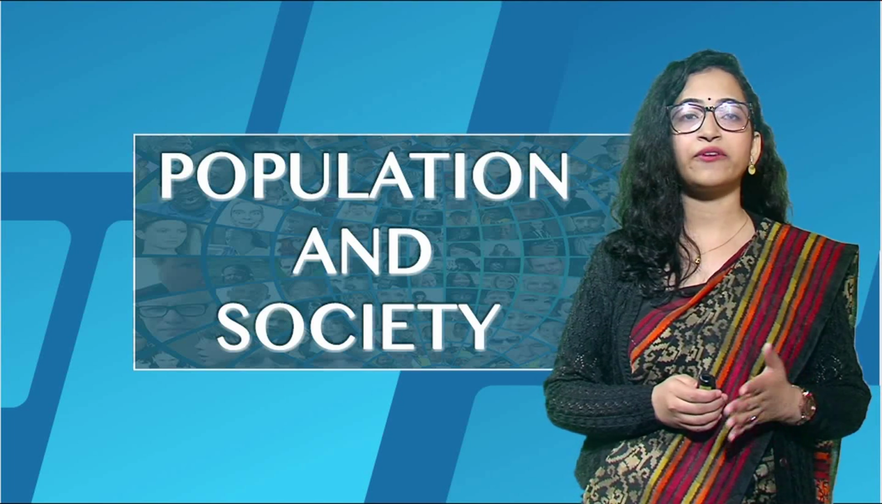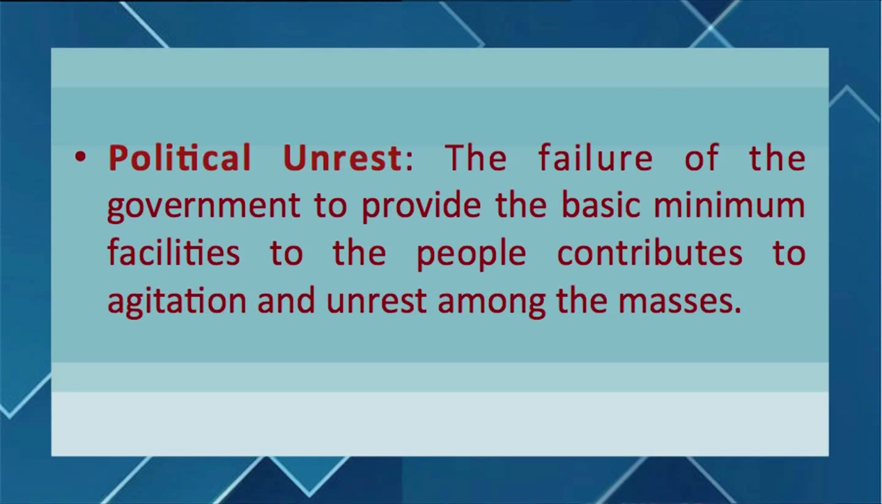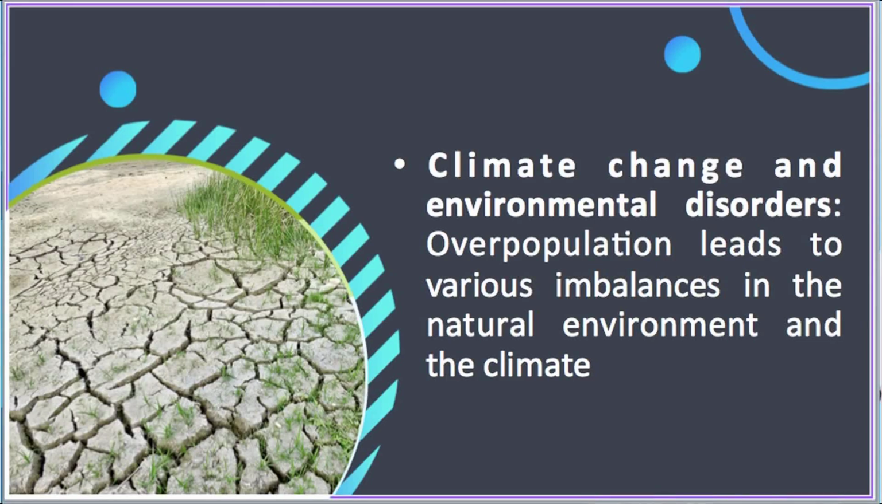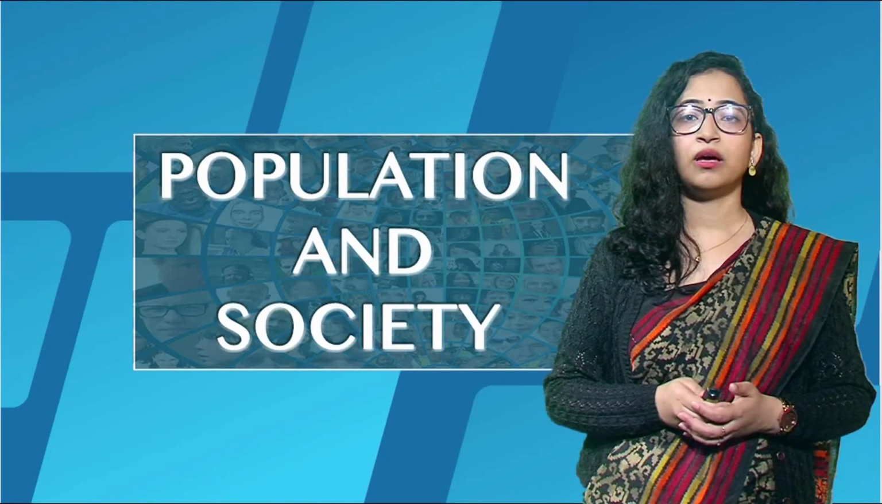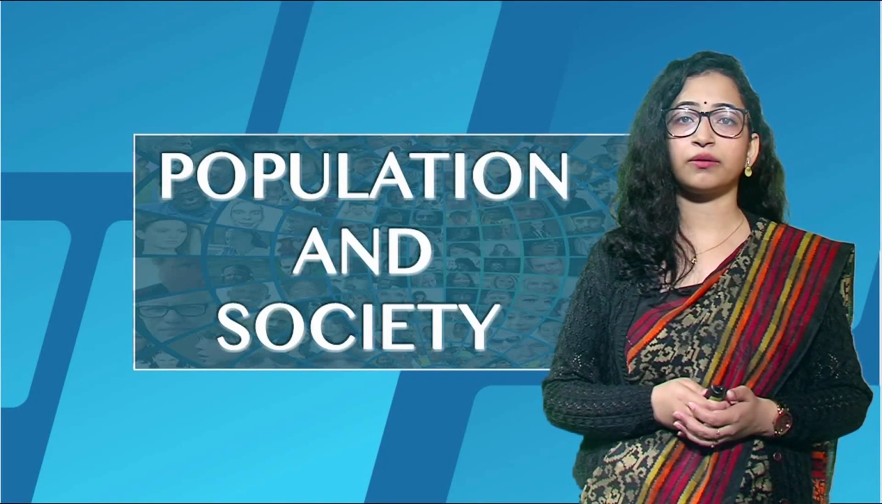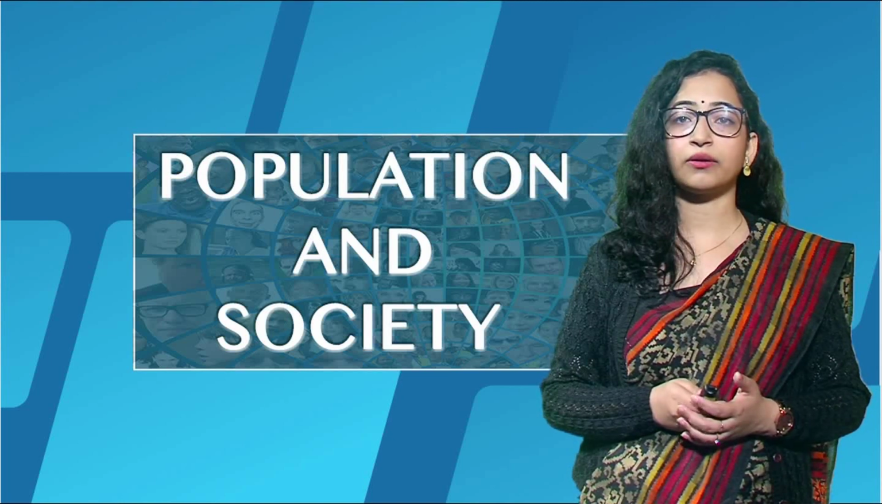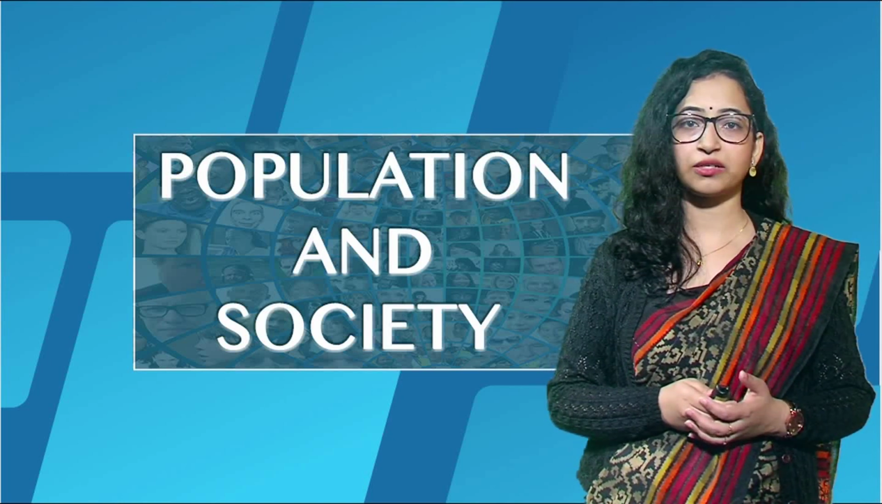Then there are also other factors like political unrest, climate changes and environmental disorders, which are caused by overpopulation, and the matter of climate change has also become a threat to all sorts of animals and species. Overpopulation has led to various imbalances in the natural environment because of population expansion. Carbon footprint, various kinds of pollution, and global warming are also some of the bad effects of overpopulation.